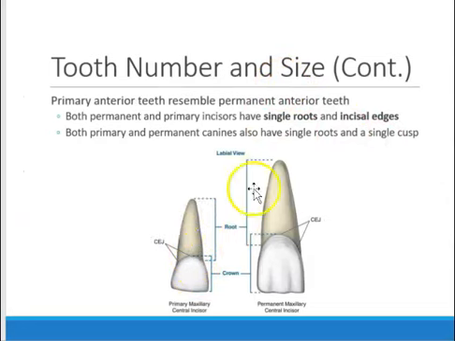When we compare baby teeth versus adult teeth, primary versus permanent, besides the fact that they're smaller, they have single roots. So if you look at the incisors of the primary versus permanent, 1 root for both, and they have an incisal edge. It's not occlusal, right? It's not a thicker edge, it's an incisal edge, a thin edge like this.